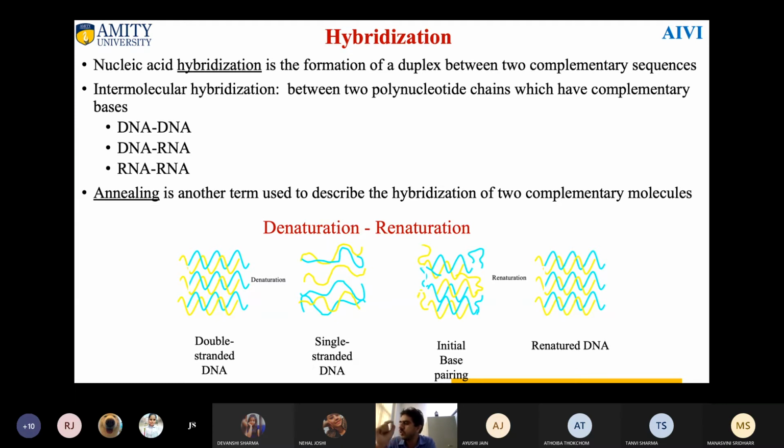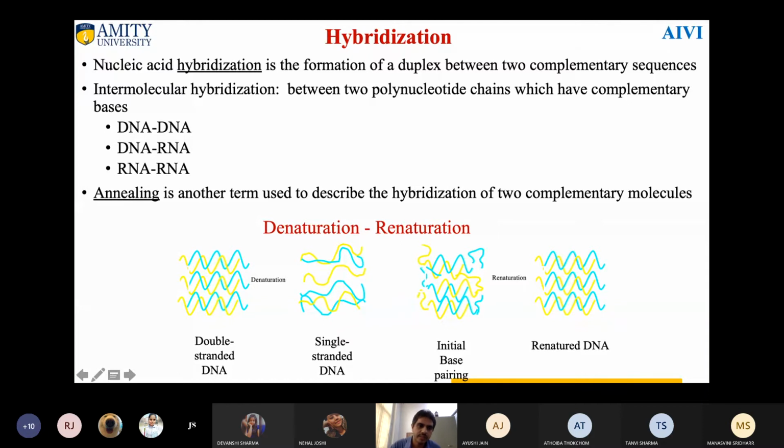This denaturation and renaturation we are also going to utilize for describing PCR, because our syllabus also talks about PCR, how PCR works and how we are going to utilize these things in PCR. Okay, so we all know that our DNA is double stranded, and this double strand is held together by hydrogen bonds. So what happens if we start heating it up? When we start heating it up, these hydrogen bonds start getting broken. You can see here.